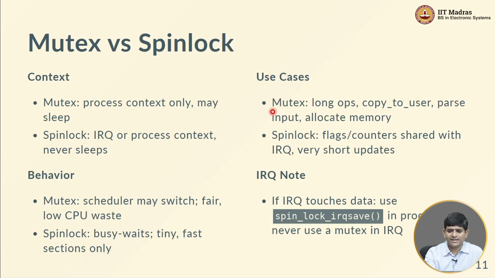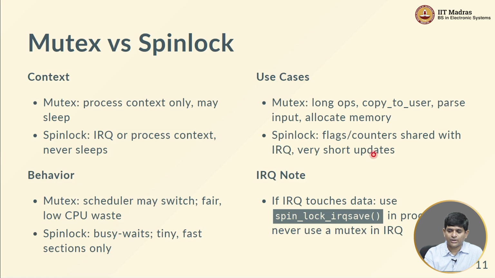The use cases: as you can imagine, mutexes are used in processes where you have long operations, things like copy to user space, parsing input, which to us sounds very easy, but for a computer is actually a fairly complicated thing because it needs to check character by character whether this is a string or an integer or what kind of thing it is. Extracting something as simple as a number from a string of bytes is a non-trivial thing to do, right? Allocating memory can be another long duration operation. So for all of these, if you need to make sure that there is no concurrency issue, protect them with a mutex.